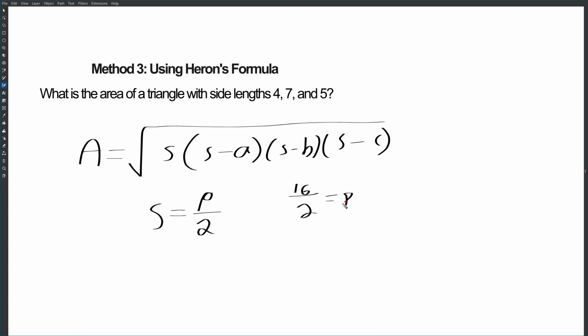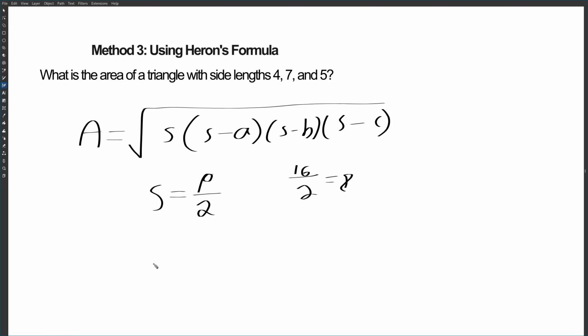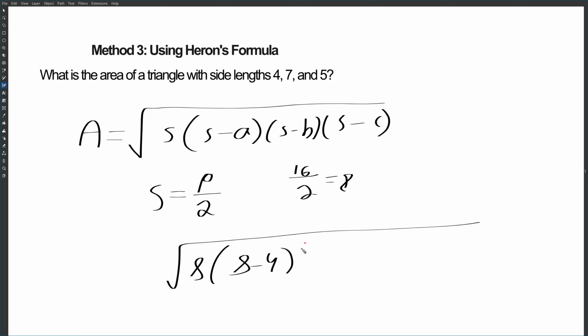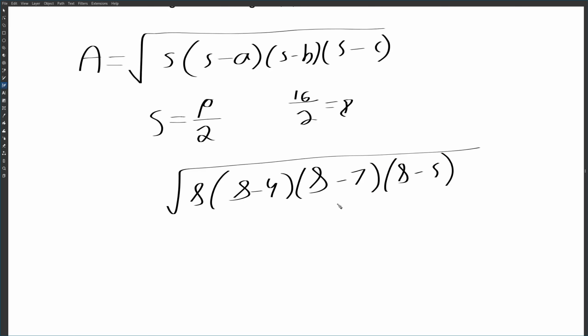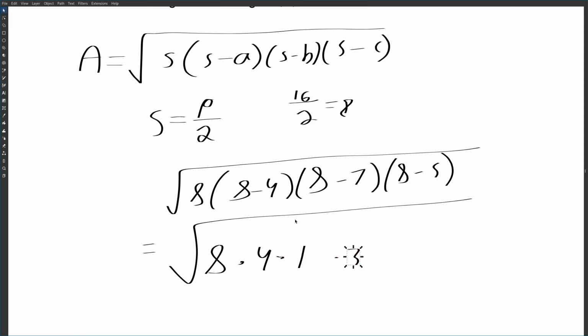And then the A, the B, and the C are just those individual side lengths. Okay, let me complete this: 8. Okay, so now let's just plug it all in. 8 times (8 minus 4) times (8 minus 7) times (8 minus 5). Okay, we have 8 times 4 times 1 times 3. Okay, and this one's redundant. We can get rid of it.